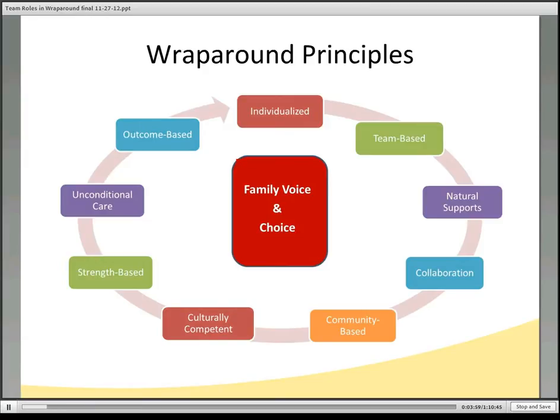In collaboration, the team works together to develop, implement, and monitor a single WRAP plan that really blends the perspectives, ideas, and resources of everyone on the team. And it coordinates and shares the responsibility for completing tasks and assignments in the plan of care. It's really about everyone working together and no one having individualized agendas that are not included as part of the plan of care. Kim and I often like to use the term one family, one plan, one team.